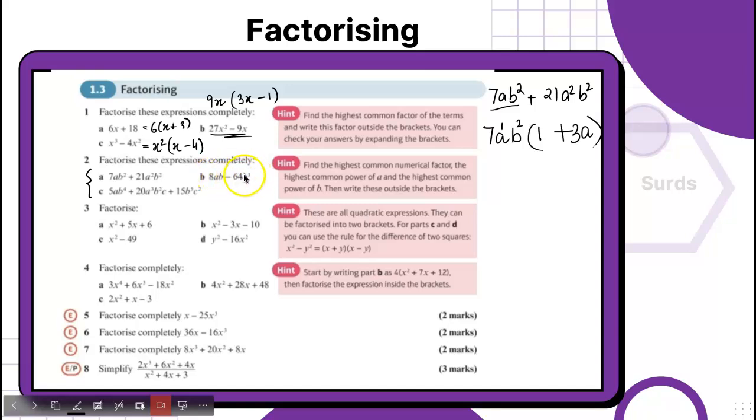Now for the B part, 8ab minus 64b cubed. What are we going to be taking common? Right. We're going to be taking 8. a is not common, so we can't take it, and b. The least power of b is 1, so we will take that. We have a inside because 8 and b are outside, so we are left with a minus 8. 8 times 8 is 64. And b cubed. b is outside, so b squared is left inside. Correct?